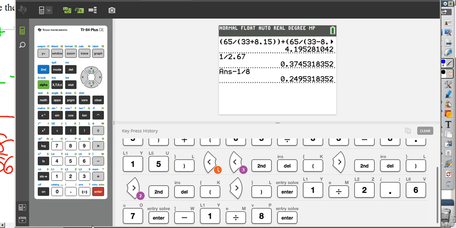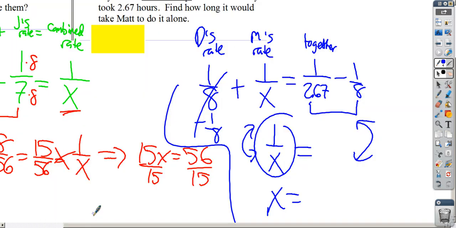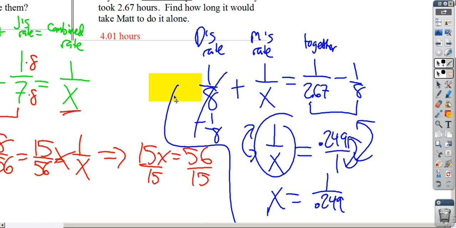Okay, so that's 0.249, so that means 1 over x equals 0.249, and as a fraction, that's 0.249 over 1. So if we flip that over, it should be 1 over that, and that's roughly equal to 4. It should be a little bit more than 4. It's like 4.01. All right, so that is the Chapter 8 practice test on rational expressions and equations and so on, and hopefully it makes a little bit more sense.